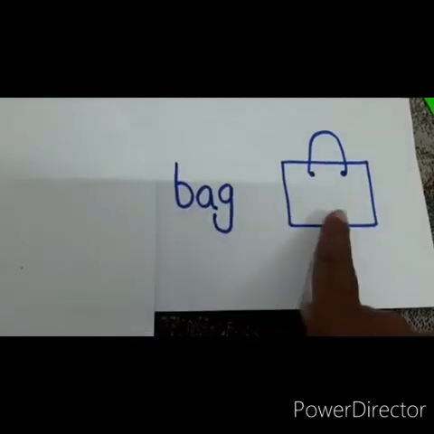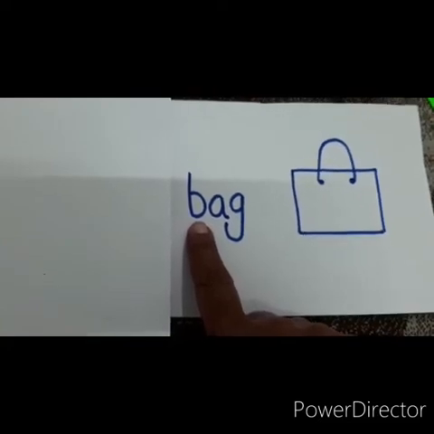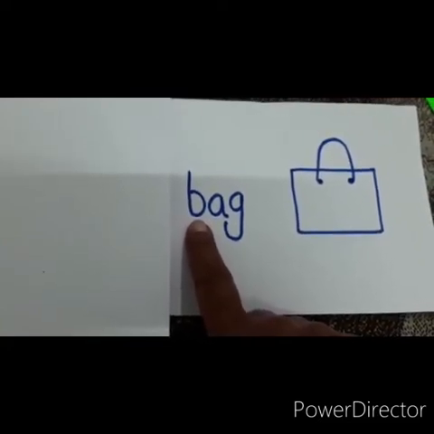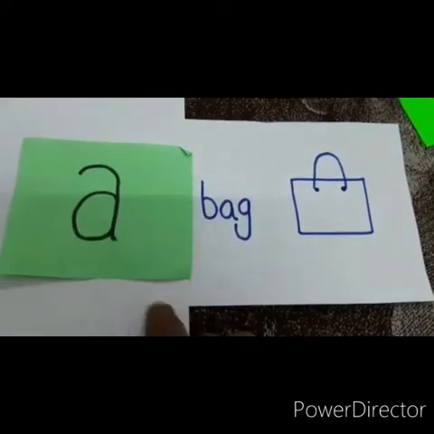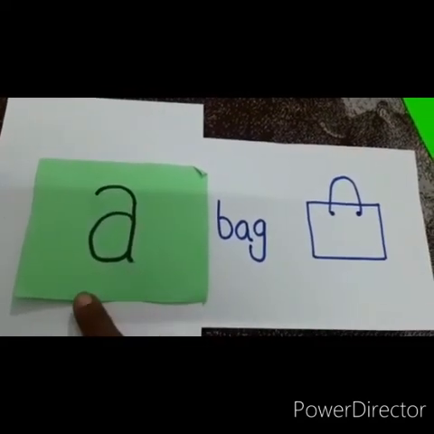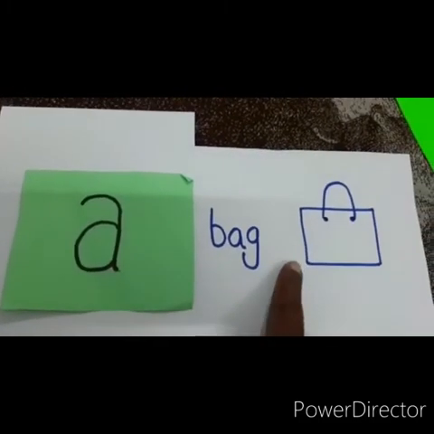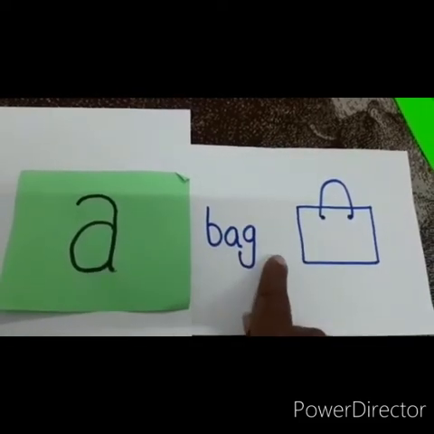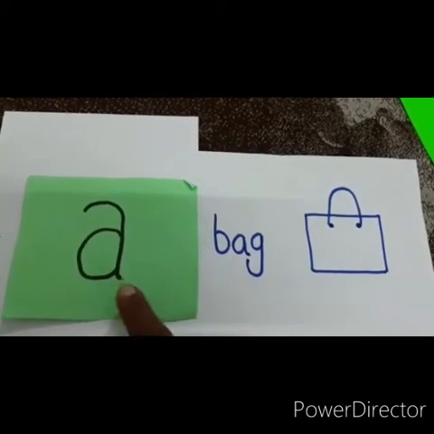So, what is this? Here we read bag. Here, the first letter is B and B is a consonant. So, we will use consonant's best friend a. When we read the letter A, it says A, but the phonic sound is a. But when we read it, it says a bag. When the first letter starts with a consonant, we use a.